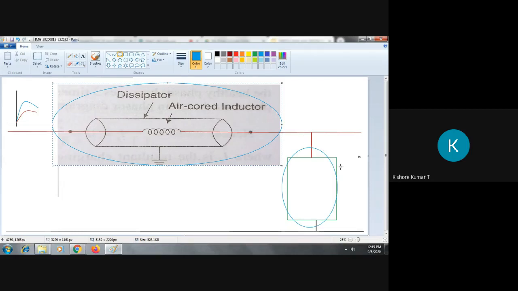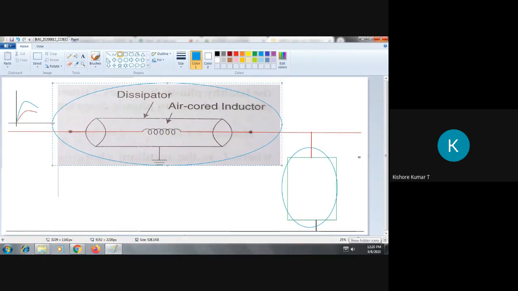The general aim of insulation coordination is that the insulation level of the equipment to be protected must be high when compared with the insulation level of the equipment used to protect it. The surge absorber is the protective device, and the transformer is the equipment to be protected. The transformer insulation level must be high when compared to the surge absorber. This is what insulation coordination explains.